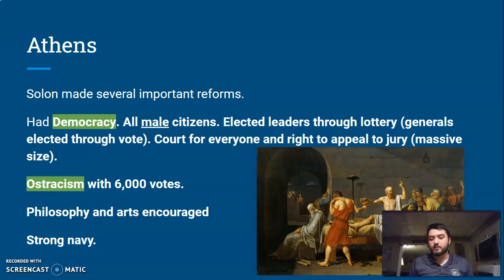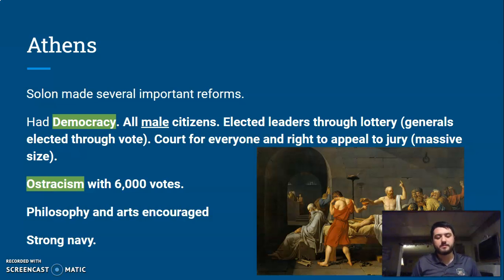Courts were for everyone, and everyone had the right to appeal to a jury, which was massive compared to what the United States has. The court with Socrates had hundreds of people, if not thousands. It's always at least 500 people there, and they all vote on whether you're guilty or innocent.